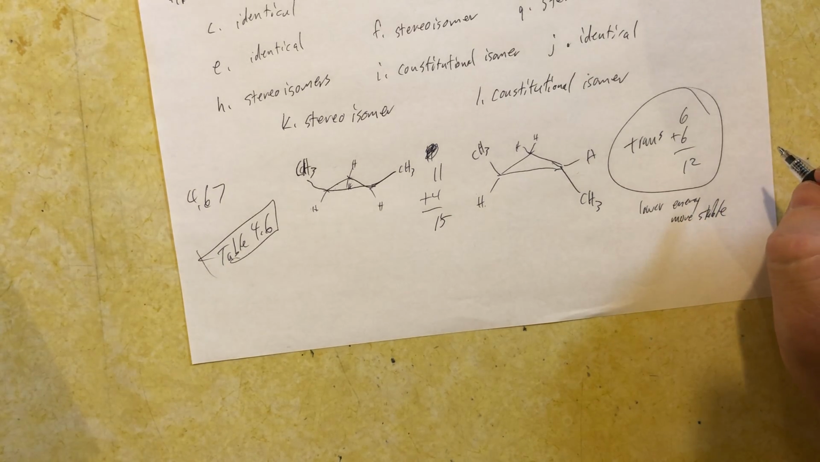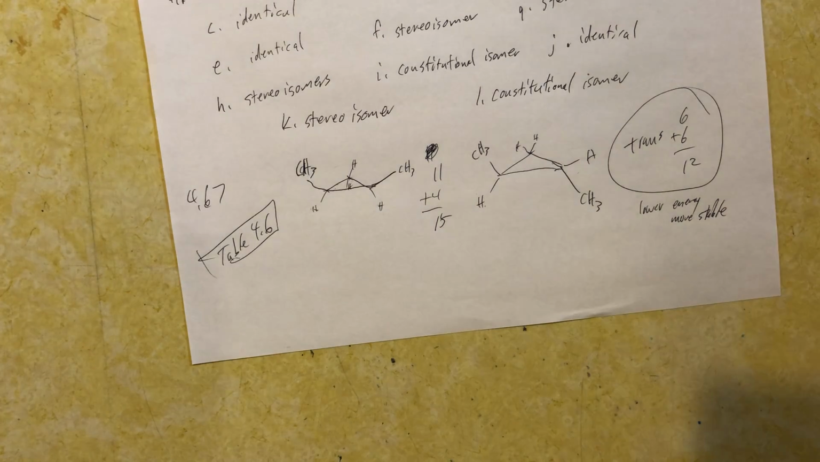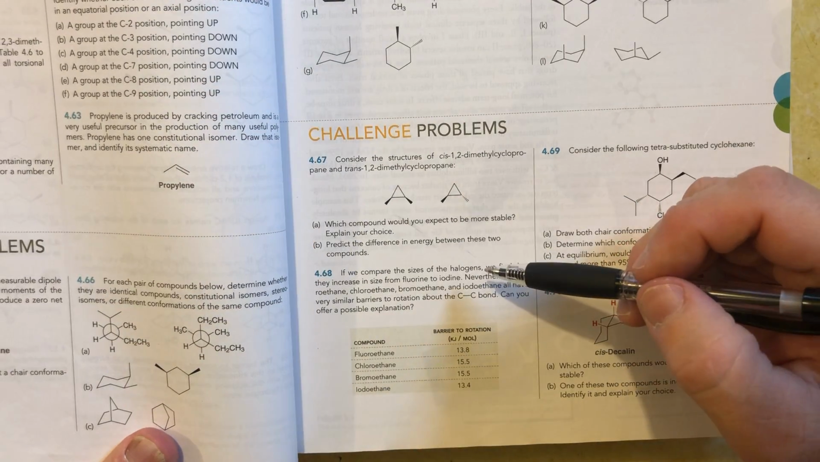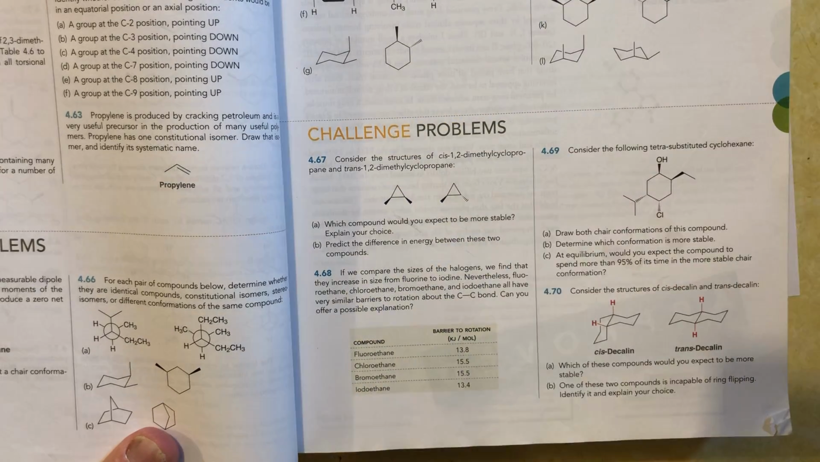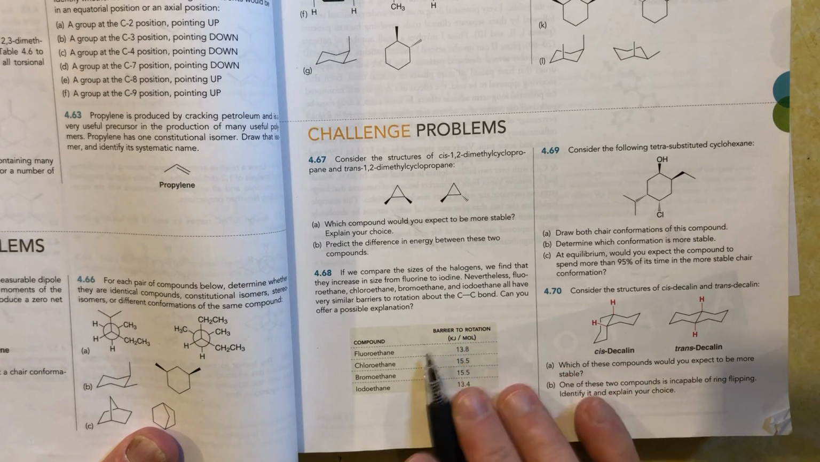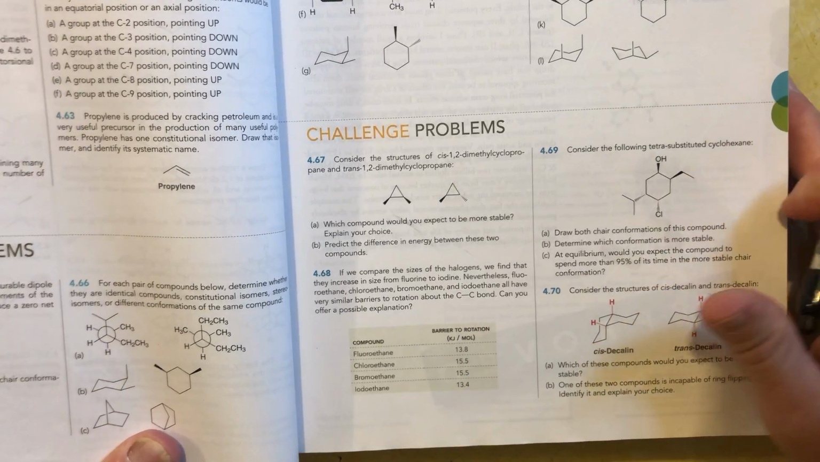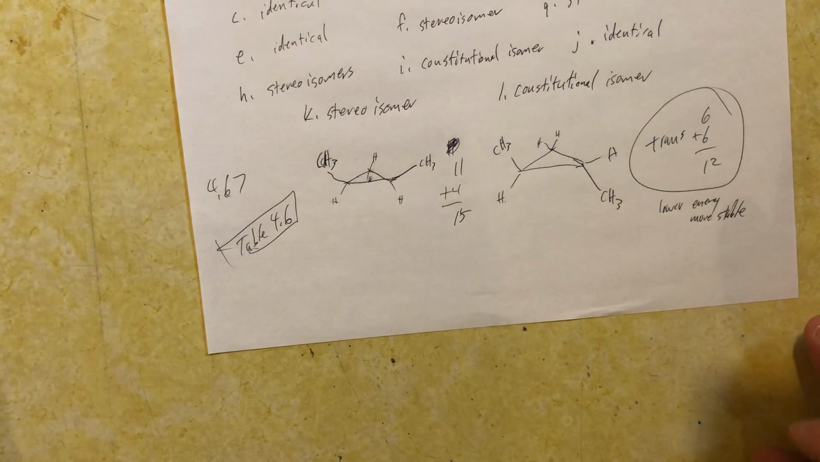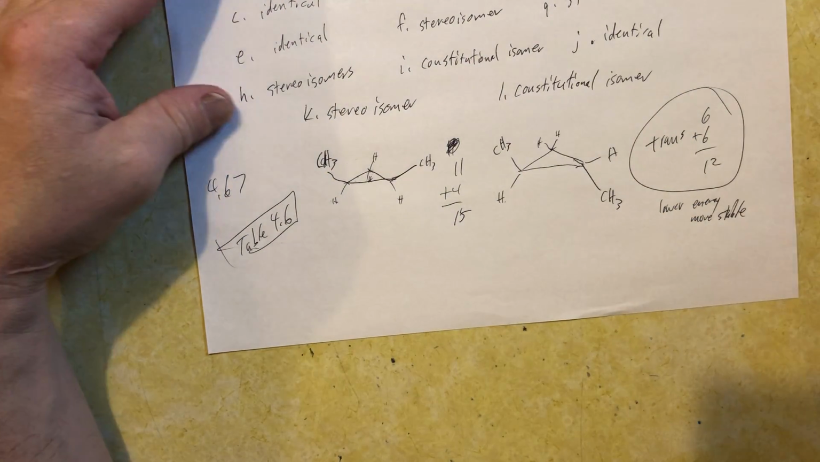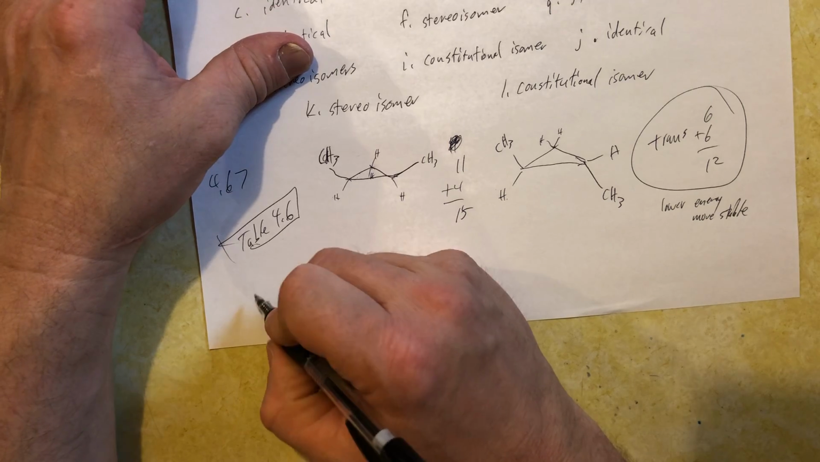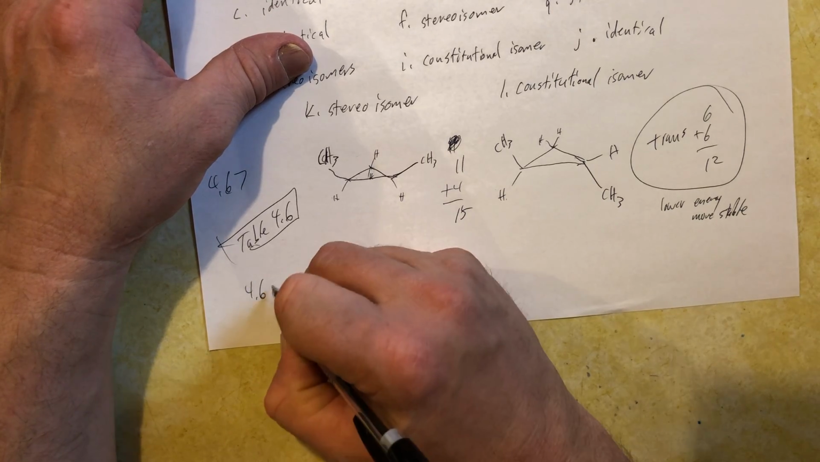Okay. And then for 4.68, the question is, if we compare the sizes of the halogens, we find that they increase as you go down the periodic table. They get bigger, but the barriers to rotation are about the same. And they're not that different. So why is that? Well, basically the reason is as you go down the table, electronegativity decreases.